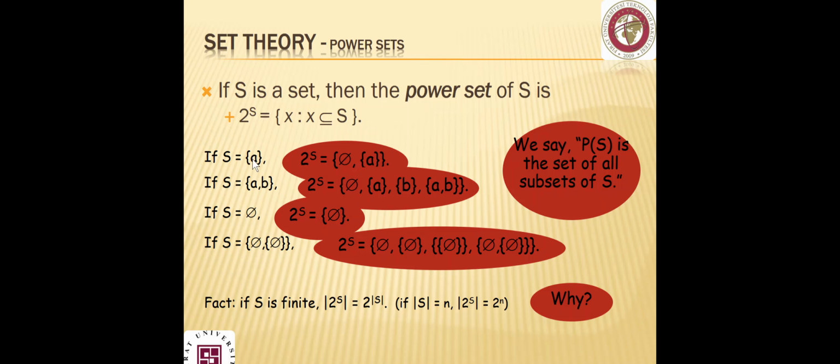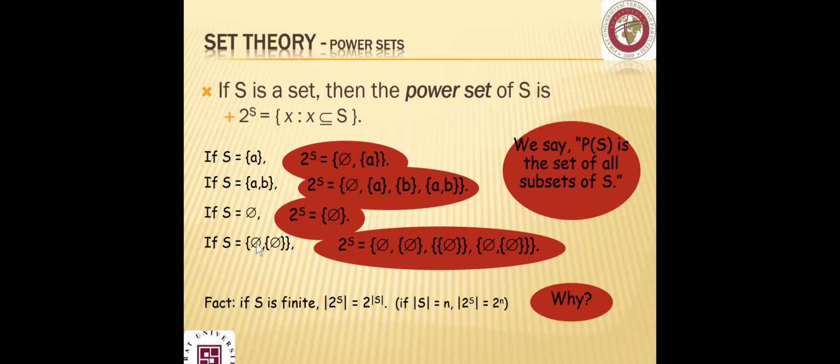It depends on the number of elements in the original set S. If we have 1 element, that's 2 to power 1, which means 2 elements. Here we have 2 elements, A and B, 2 to power 2. That means 4: 1, 2, 3, 4. If we have phi, then we have only 1 element, 2 to power 0, because we don't have elements here, just 1 element. 2 to 0 is 1. That means set phi, that's it.